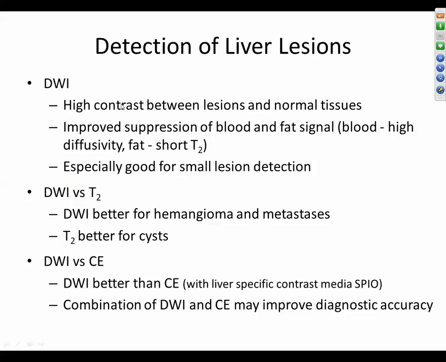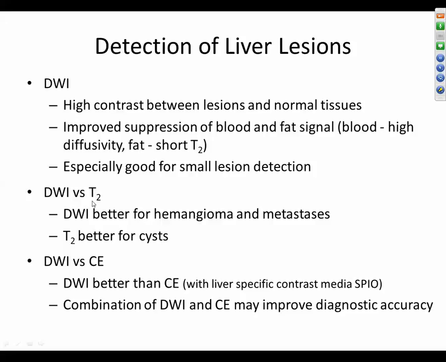In DWI, the lesion can be identified from normal tissue. The contrast is high. And in the DWI, both the blood and the fat signal can be suppressed. Because the blood has high diffusivity, and high diffusivity will look dark in the DWI image. And fat has very short T2. And because DWI is also T2 weighted, short T2 will have very low signal in the DWI image. Both blood and fat can be suppressed. Then this DWI image will be especially good for small lesion detection. We'll show a few examples.